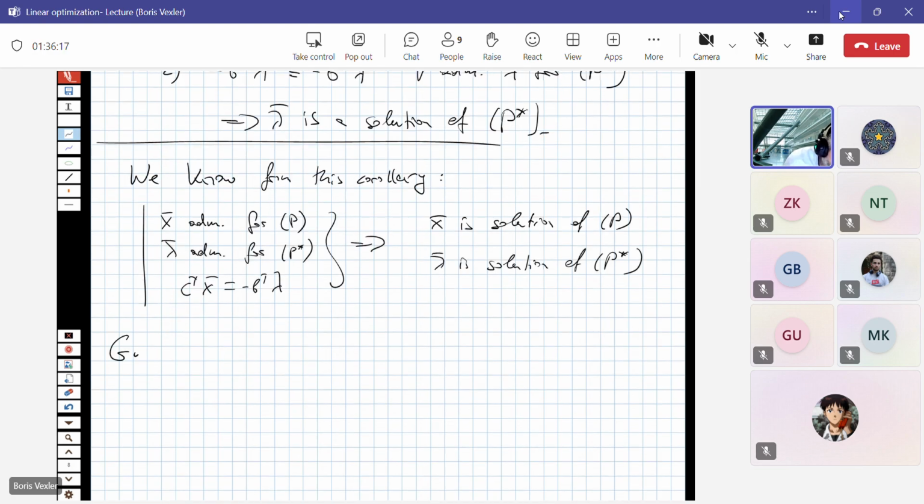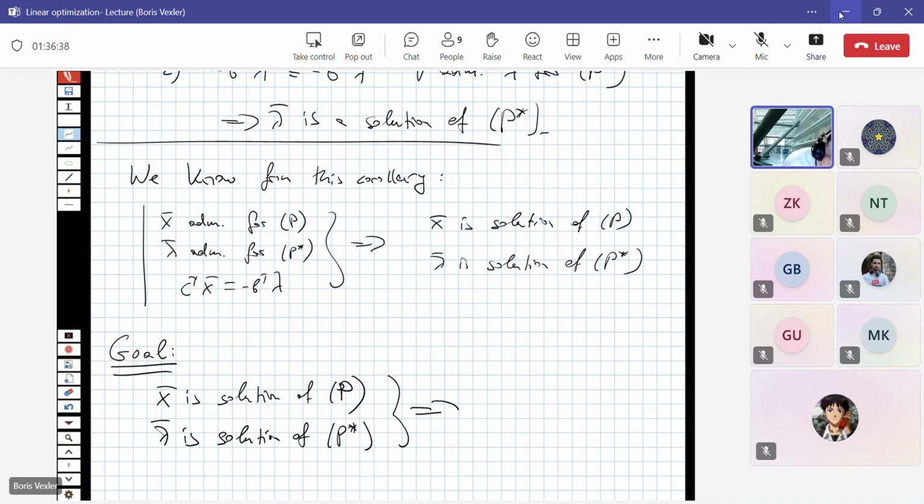And now the next goal is the other way around. The next goal is to prove that if X bar is a solution of P and we know that lambda bar is a solution of P star, then C transpose X bar is equal to minus B transpose lambda bar. This is what we would like to prove. This is the next goal, and this will be called strong duality.